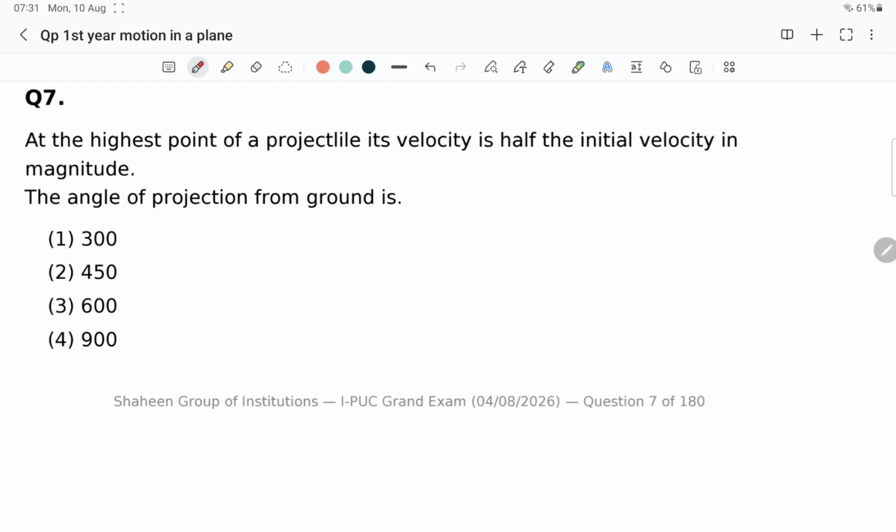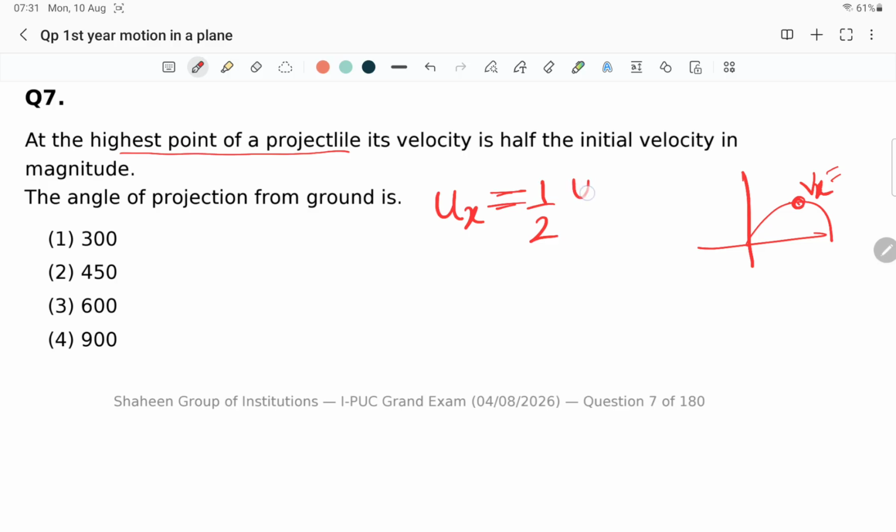Alright, next move on to question number 7. At the highest point of projectile, its velocity is Vx, usually Vx or Ux, is half the initial velocity. So I'll write it so that you don't get confused. Ux is equal to half u. As soon as it says the highest point of the projectile, its velocity is equal to half the initial velocity u.